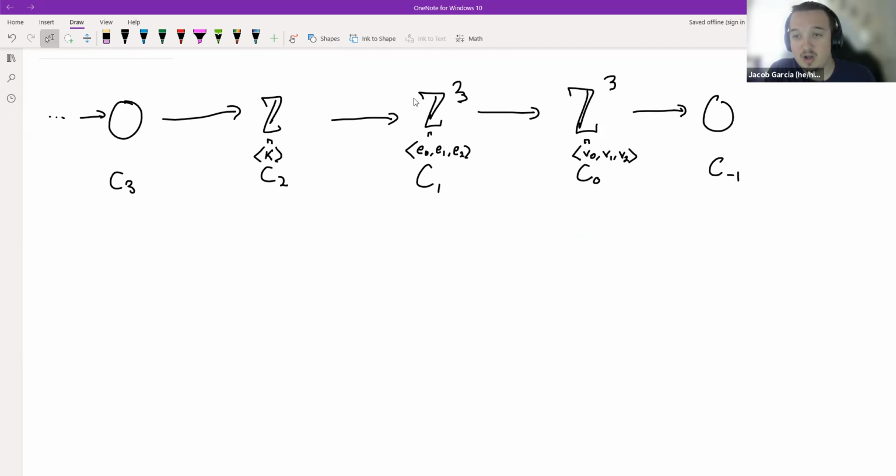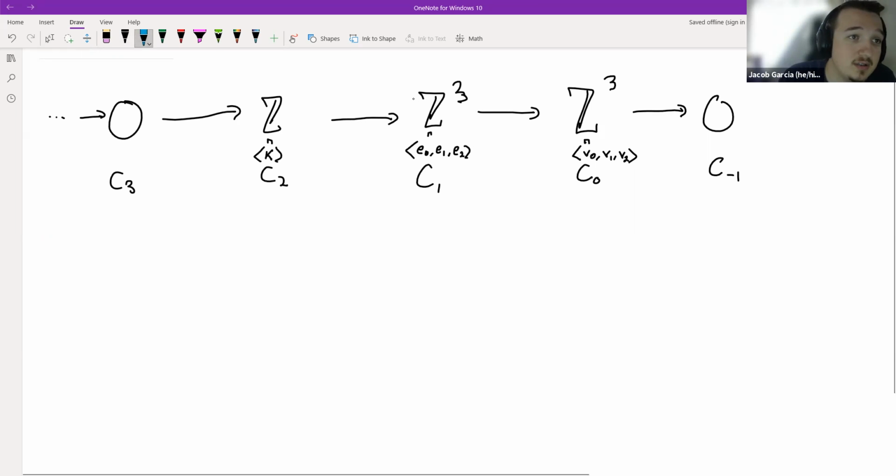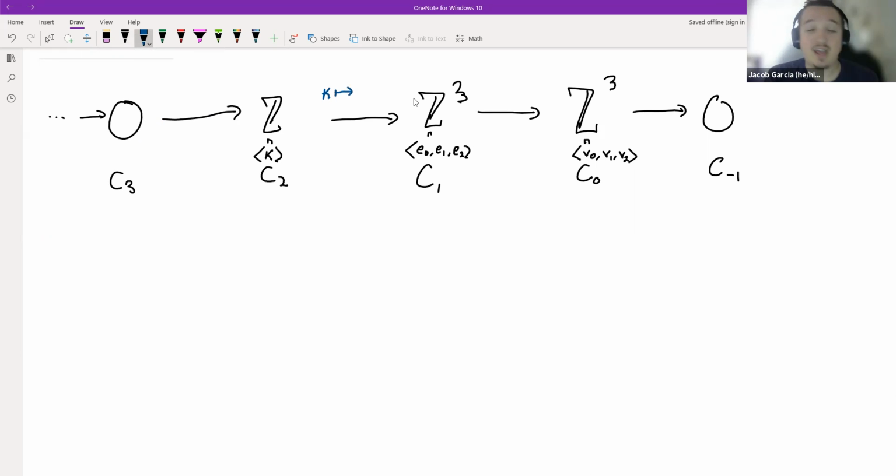Yeah, so alternating sum is the idea. And because these are group homomorphisms, I can describe the entire map by just telling you what it does to the generators. Okay. So here, I'll use a dark blue because my students have told me that's easier to read. K is sent to, let's see, should I write this in terms of e's? Yeah, I should write this in terms of e's. E0 minus E1 plus E2.